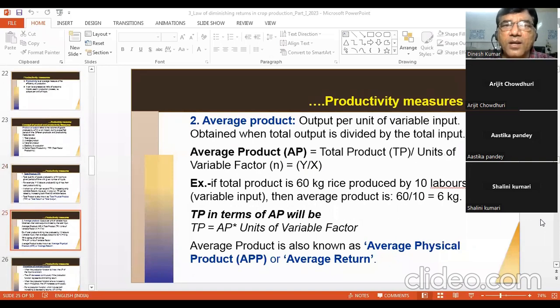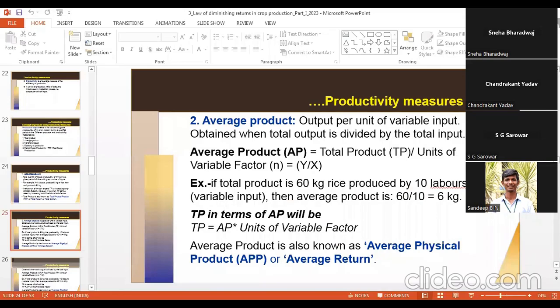Now, average product, output per unit of variable input. After total product, let us see average product. As the name suggests, it is the output per unit of variable input, obtained when total output is divided by total input. Average product is total product divided by units of variable factor, or Y upon X. If total product is 60 kg of rice produced by 10 laborers, then the average product is 60 by 10. 6 is the average product.